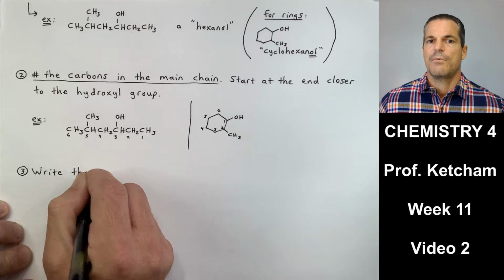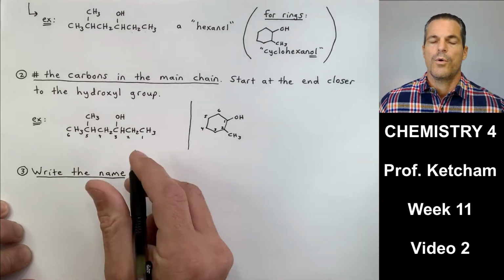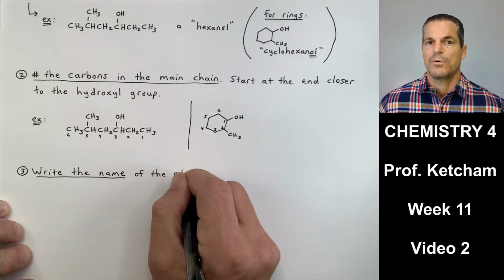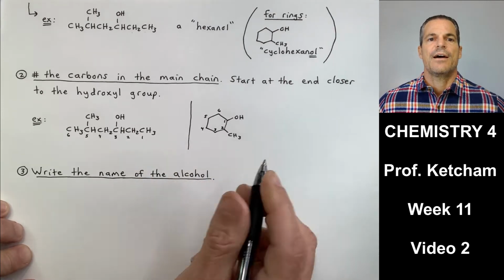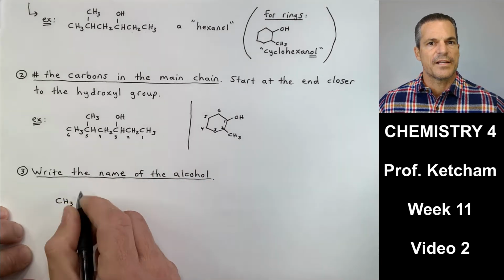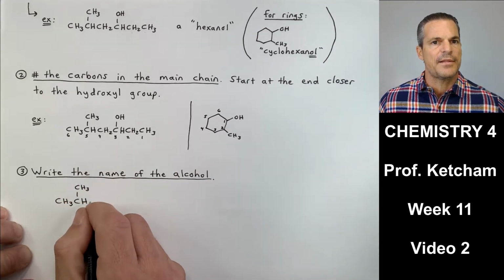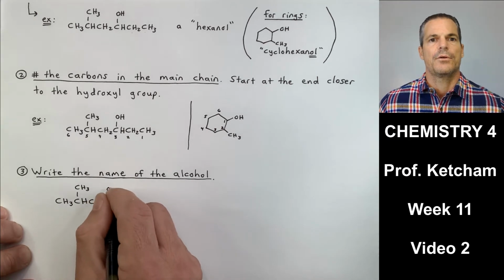So I've numbered that with the OH getting the 1. The OH will always get the 1 if it's attached to a ring. Now, that's not a phenol, that's an alcohol, because that's just a plain old ring. That's not an aromatic ring. That's just a plain old ring.